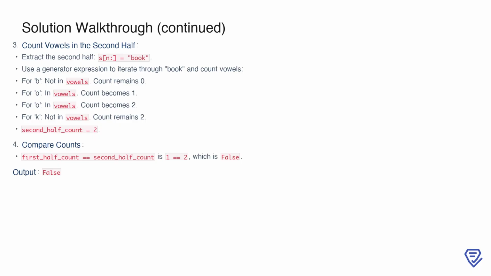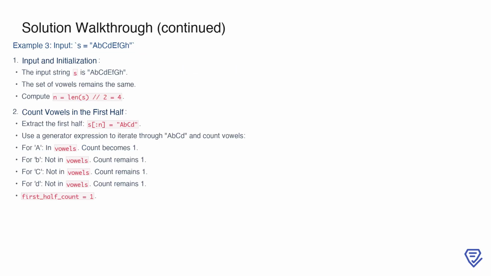The second O is also a vowel, so the count increases to 2. The final letter, K, is not a vowel, so the count remains 2. This gives us a second_half_count of 2. When we compare the counts, first_half_count is 1 and second_half_count is 2. Since the counts are not equal, the result is false.